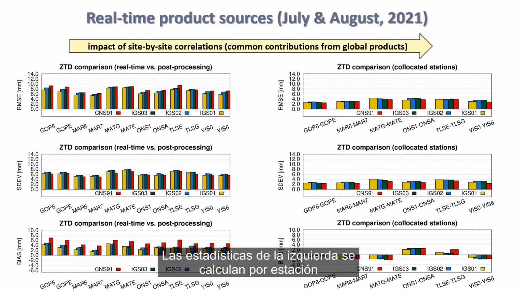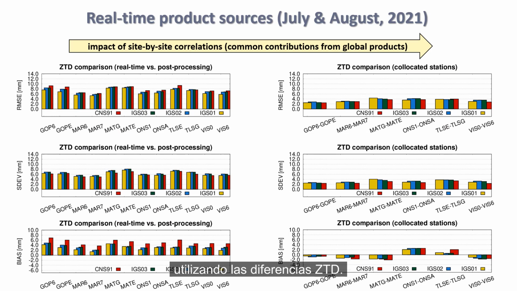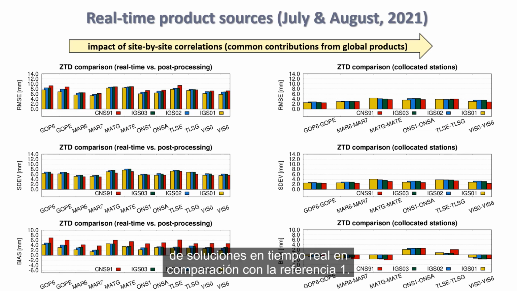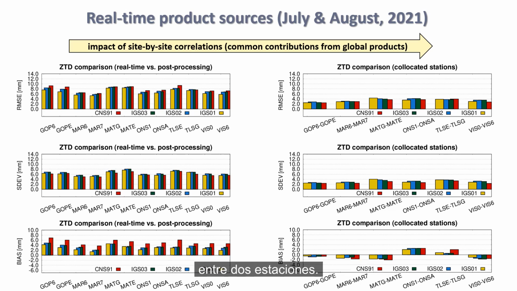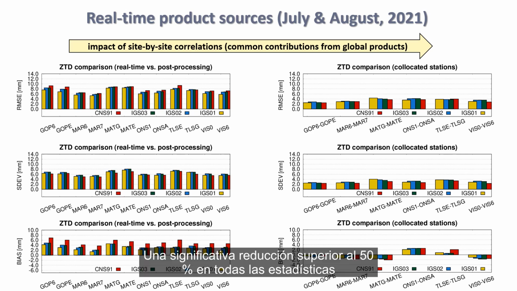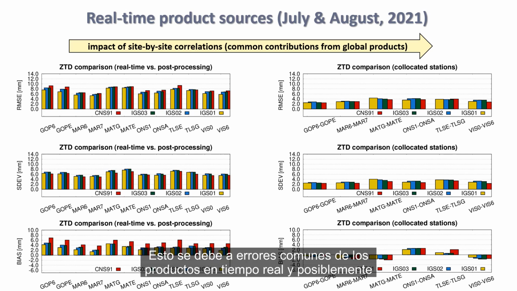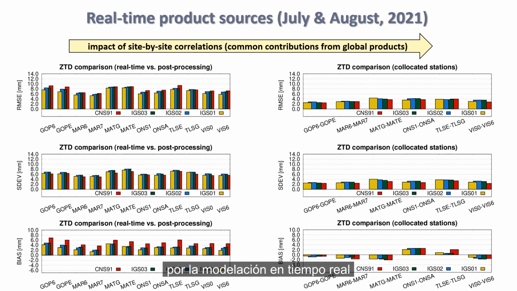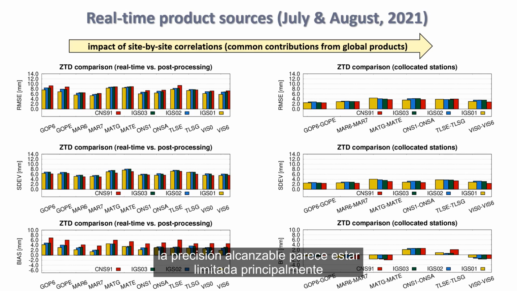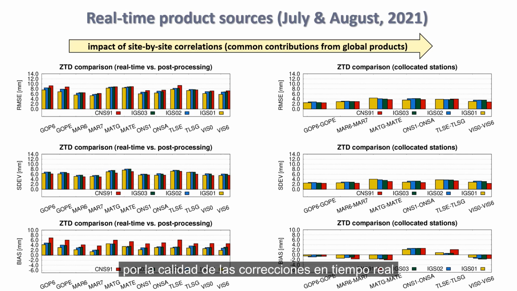Statistics on the left side are computed station-wise using ZTD differences from real-time solutions compared to the reference one. Contrarily, statistics on the right-hand side consider ZTD differences between dual stations. A significant reduction of over 50% in all statistics demonstrates a strong correlation between collocated stations. This is caused by common errors from real-time products and possibly by real-time modeling. Achievable accuracy seems to be limited primarily by the quality of the real-time corrections and the employed ZTD parameterization.